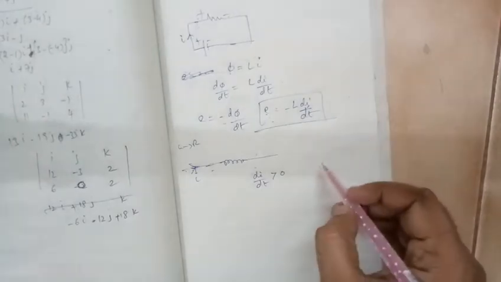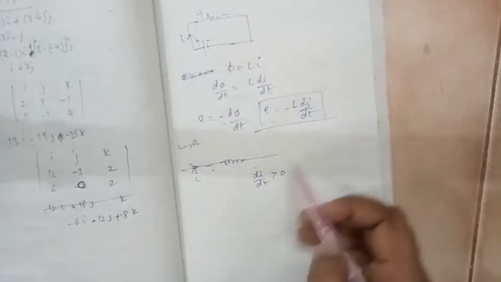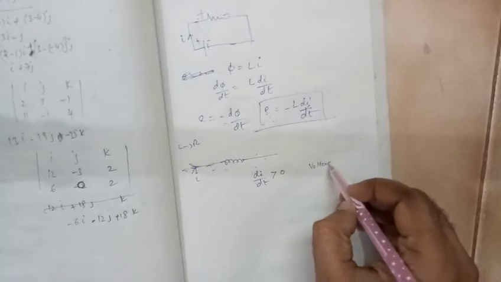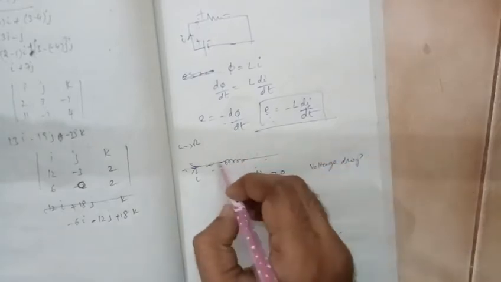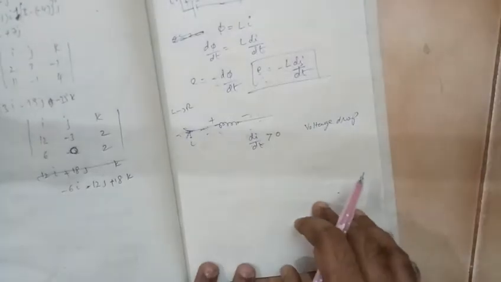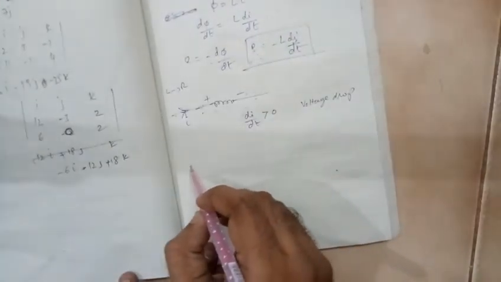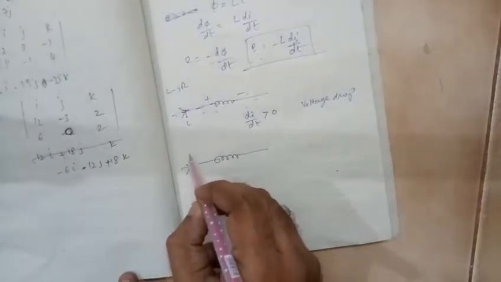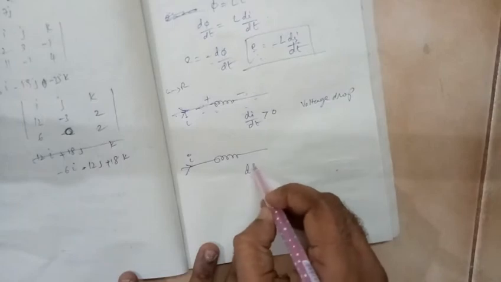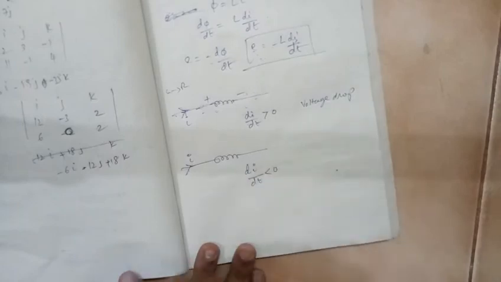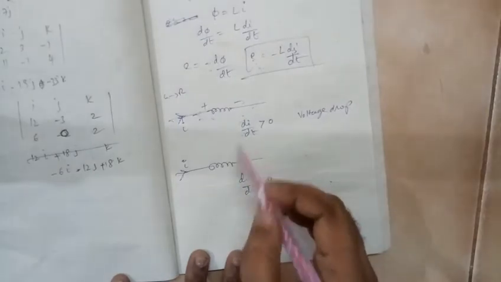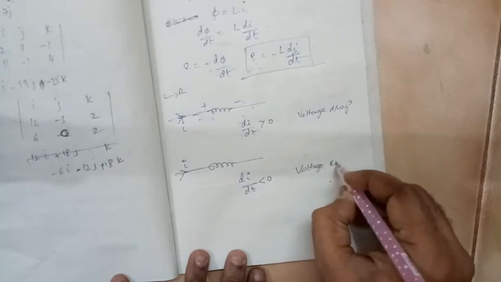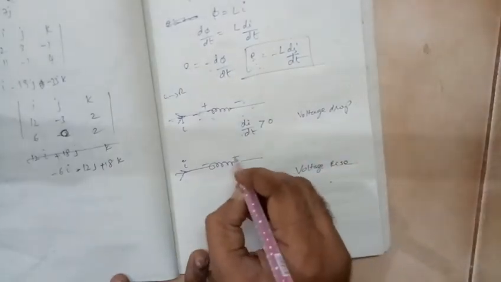So induced EMF, what will happen? So it is increasing, so there will be a voltage drop. So this will be plus minus. Let us take another scenario. Current is flowing like this and let us say di by dt is less than 0. Using the same logic what we have used above, here there will be a voltage rise. So this will be minus and this will be plus.